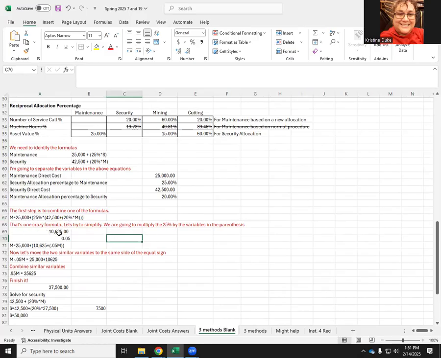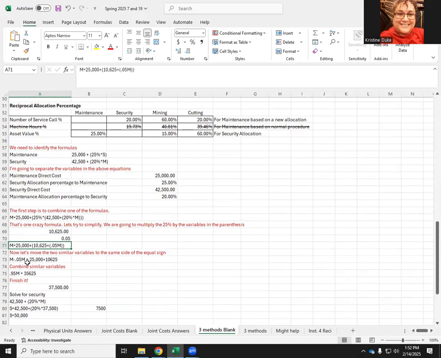That's a crazy formula. So the best way to make it simple is 25% times the 42,500. And then I need to figure out this one right here. 25% times 20% is 5%. Let's make it easy. 25,000 plus 10,625 plus 5% of M.